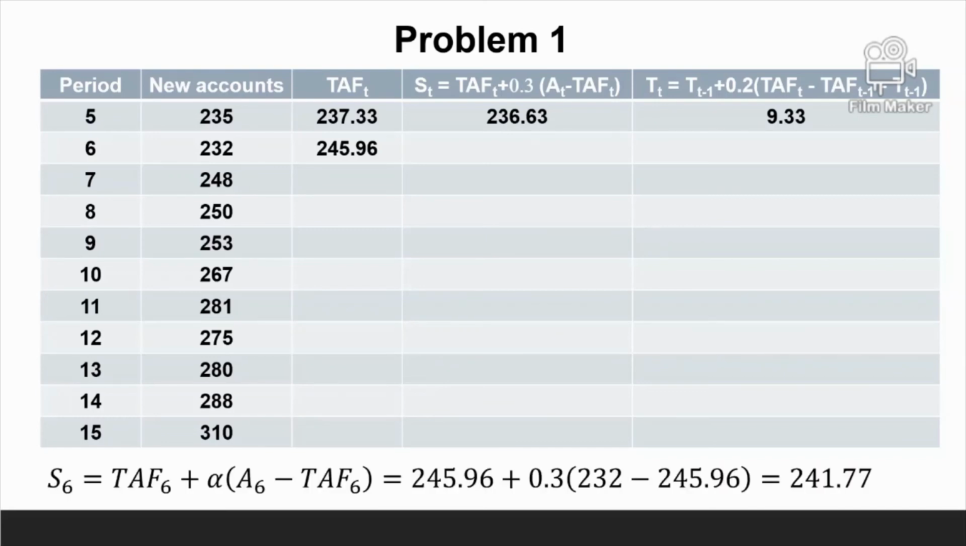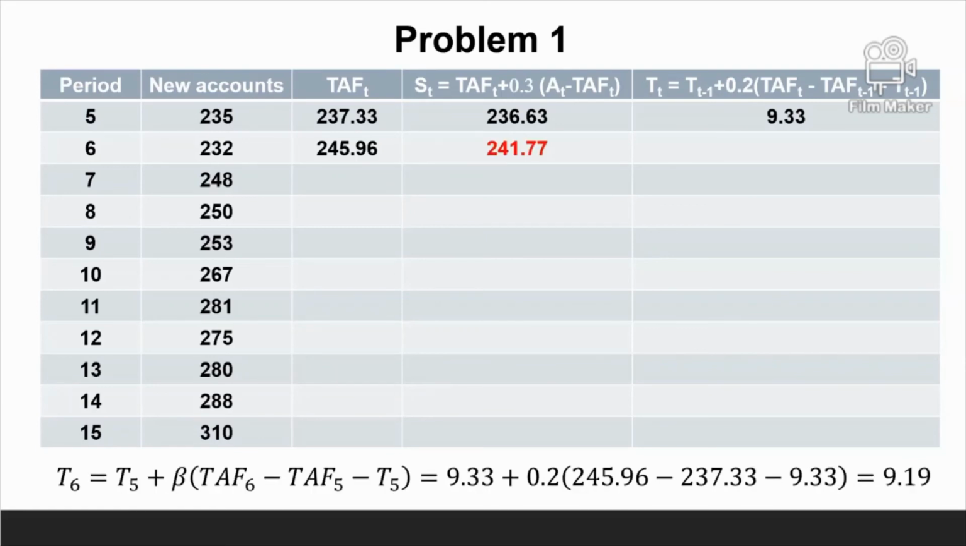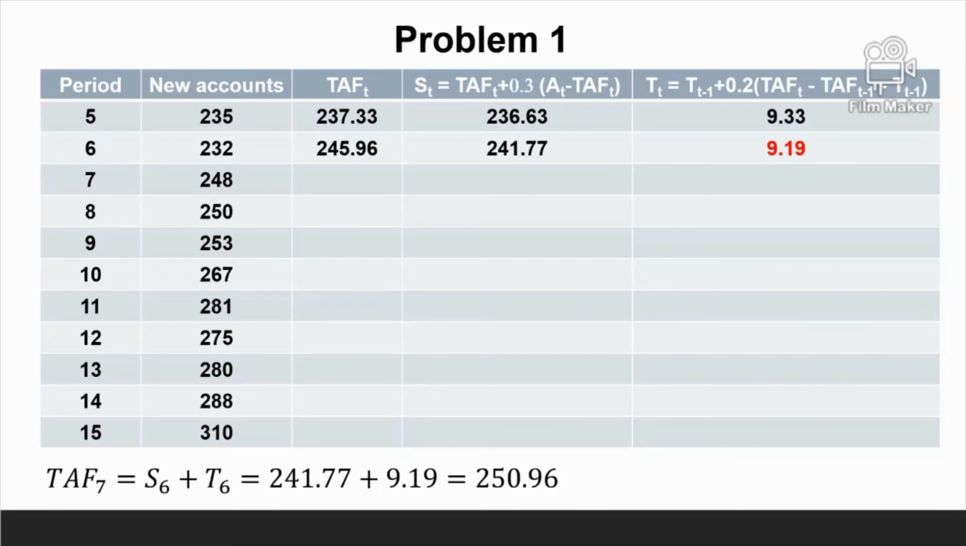Well, S6 equal TAF6 plus alpha multiplied by A6 minus TAF6 equal 245.96 plus 0.3 multiplied by 232 minus 245.96 equal 241.77. And T6 equal T5 plus beta multiplied by TAF6 minus TAF5 minus T5 equal 9.33 plus 0.2 multiplied by 245.96 minus 237.33 minus 9.33 equal 9.19. So, TAF7 equals S6 plus T6 equal 241.77 plus 9.19 equal 250.96.